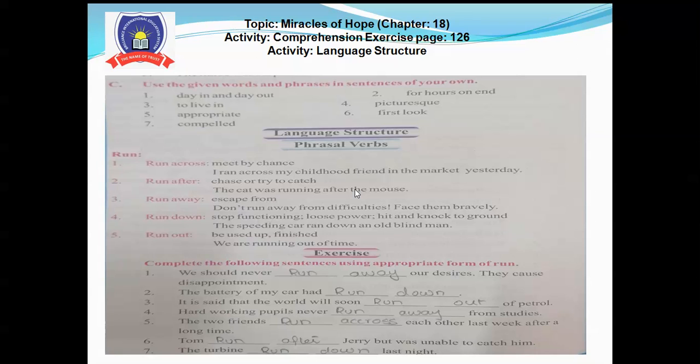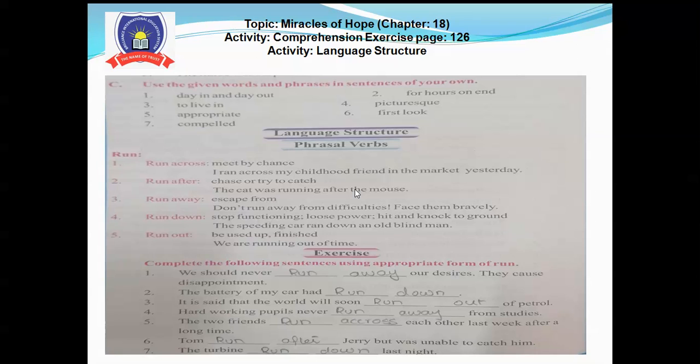Here is Exercise A. It says complete the following sentences using the appropriate form of run, like run away, run across, run after, run down, and run out. So let's start. Number 1, we should never run away from our desires, they cause disappointment. Number 2, the battery of my car had run down. Number 3, it is said that the world will soon run out of petrol. Number 4, hardworking people never run away from studies. Number 5, when two friends ran across each other last week after a long time.